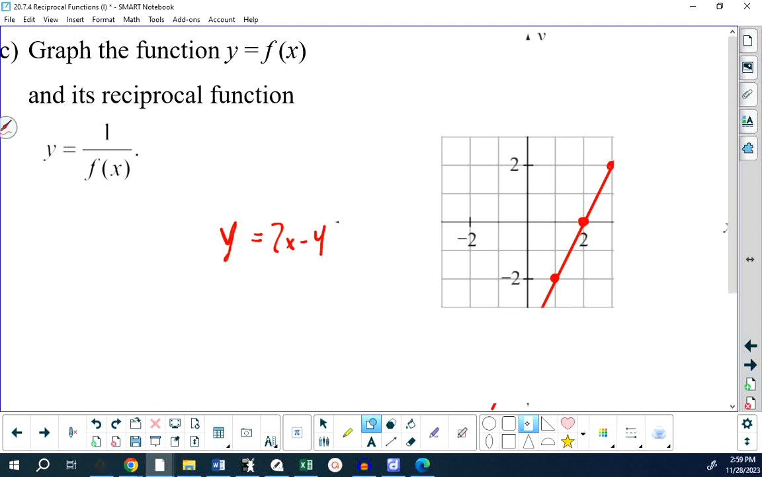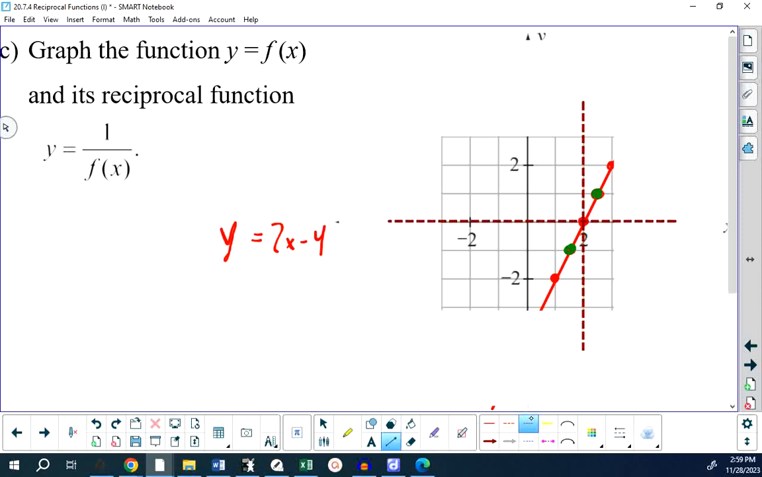Y is equal to 1 right here, isn't it? So that will be invariant. Is there any place where y is negative 1? Yes. So these 2 points will be points on the reciprocal. We also know you are going to have a vertical asymptote here. And what I haven't told you yet, but I'm about to now, is that in this course, and it changes in Math 30, the x-axis will always be a horizontal asymptote.